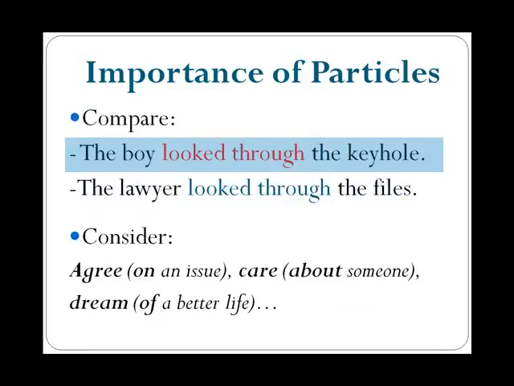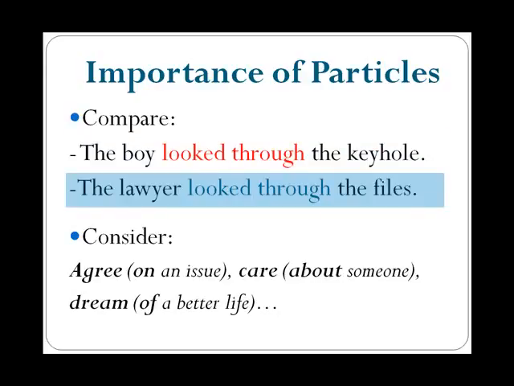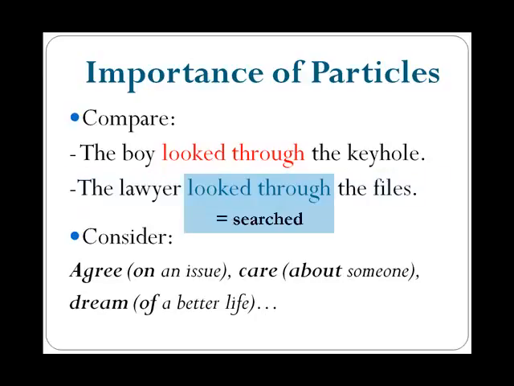In the first sentence, through the keyhole is additional information. We just learn more information about where the boy is looking, where he is directing his eyes to see. Through does not change the definition of look. But in the second sentence, we add the particle through to look and we get a new definition, search. The lawyer looked through the files. The lawyer searched the files.